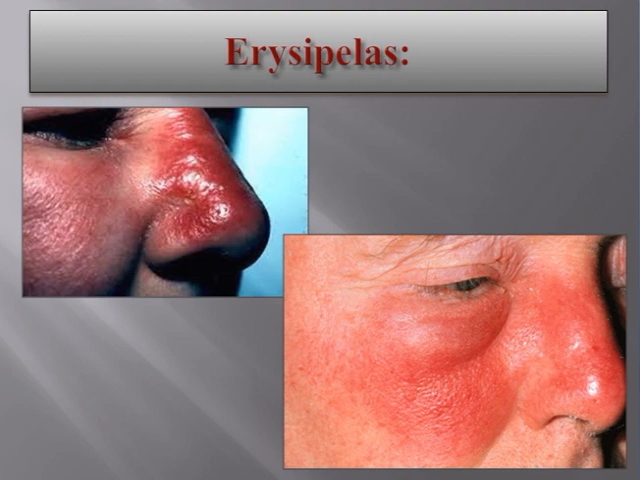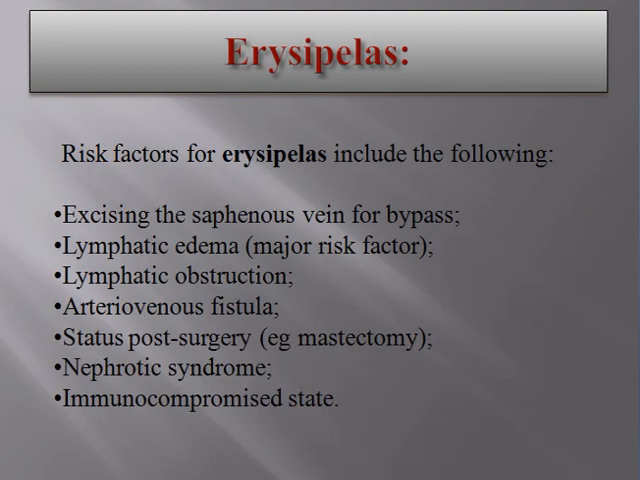Risk factors for erysipelas include the following: excising the saphenous vein for bypass, lymphatic edema, which is a major risk factor, lymphatic obstruction, arteriovenous fistula, status post-surgery, for example mastectomy or any other type of surgery, face surgery, oral surgery, nephrotic syndrome, and immunocompromised state.